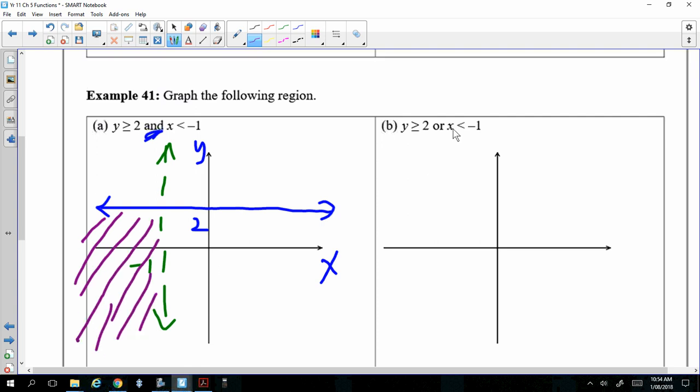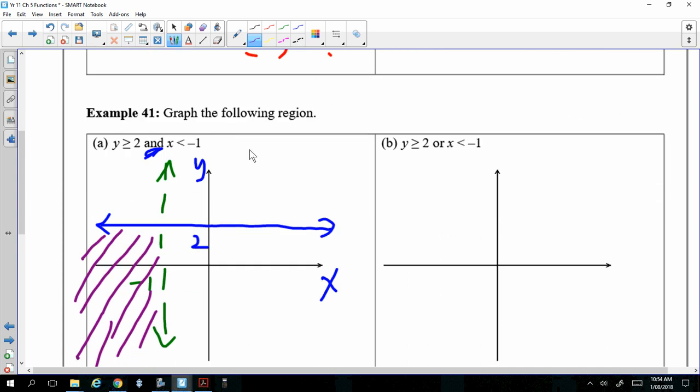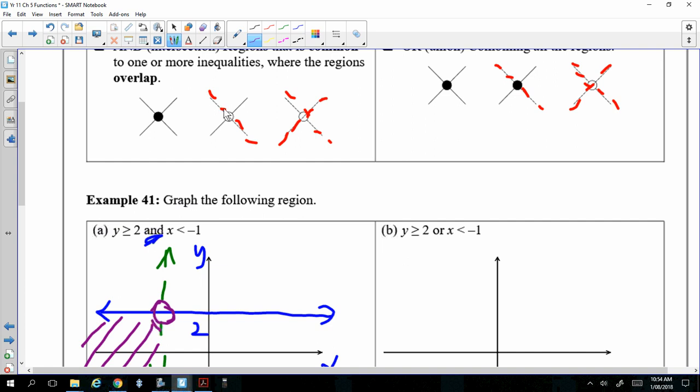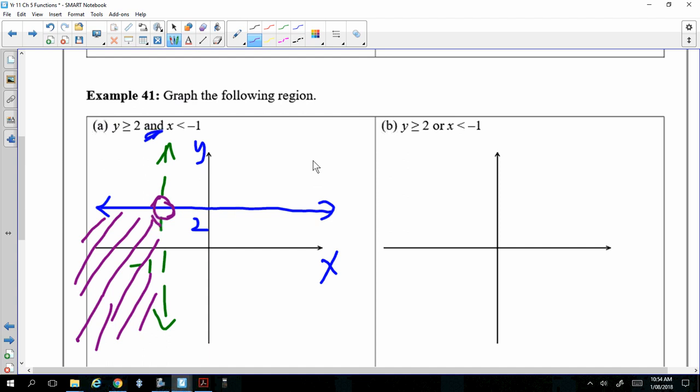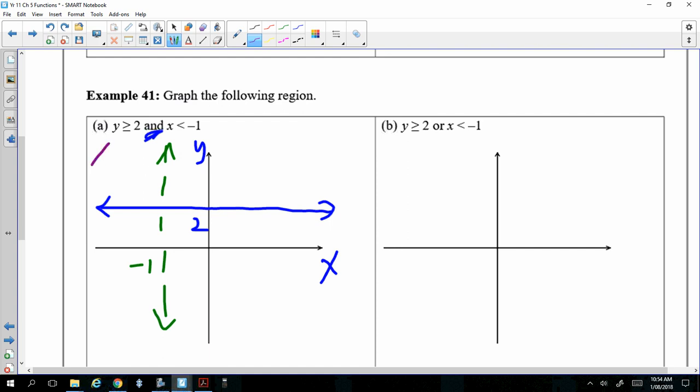Now using this rule, you have to exclude the point of intersection. That point of intersection is excluded because it's the intersection of a dotted line and a solid line. Oh, actually, I got it wrong. It's above the line, on the left, over here. Sorry. Anyway, let's do it again.